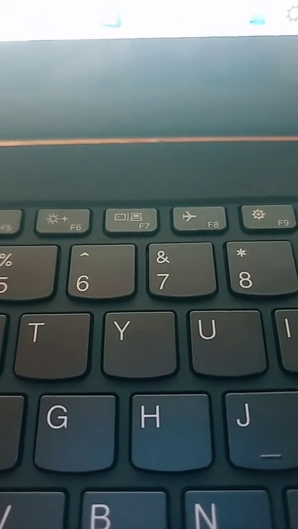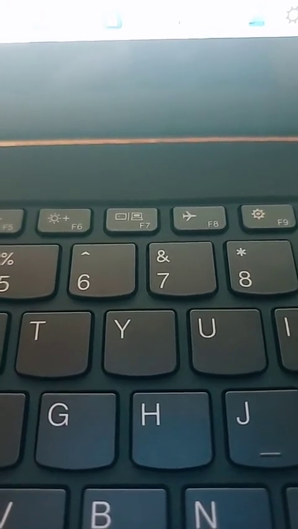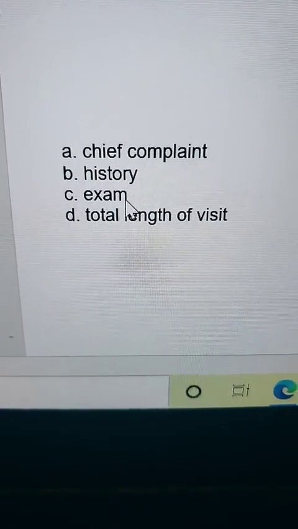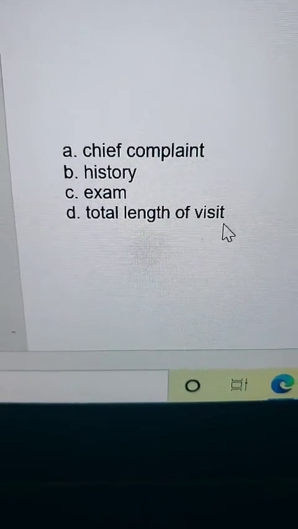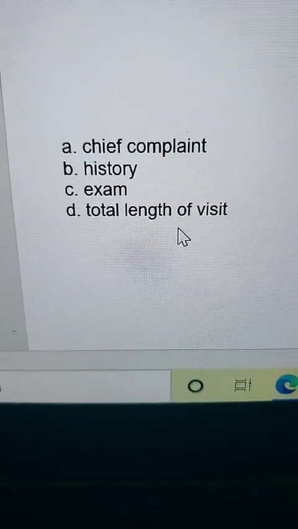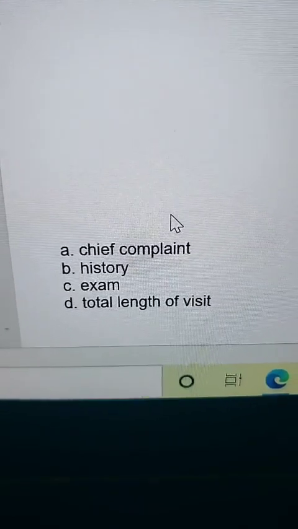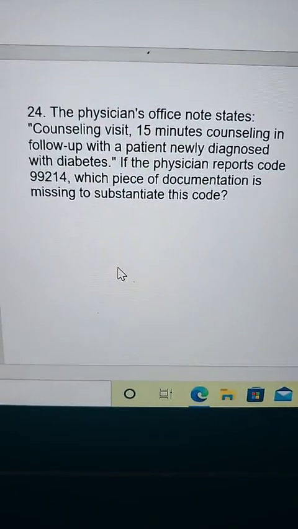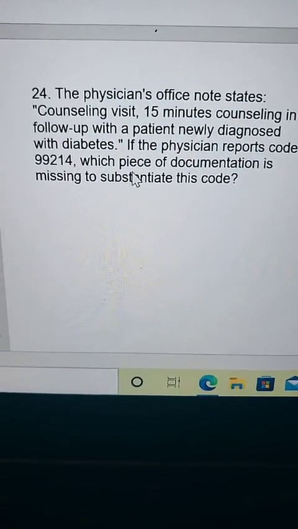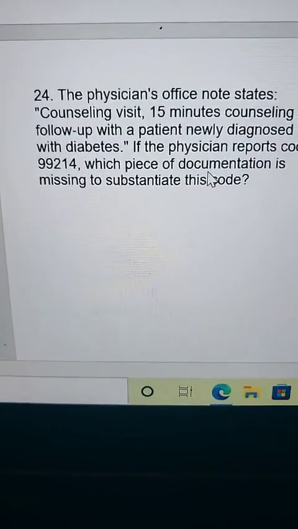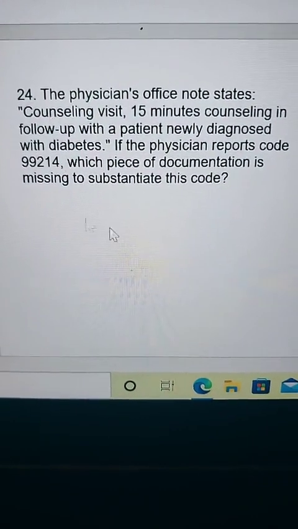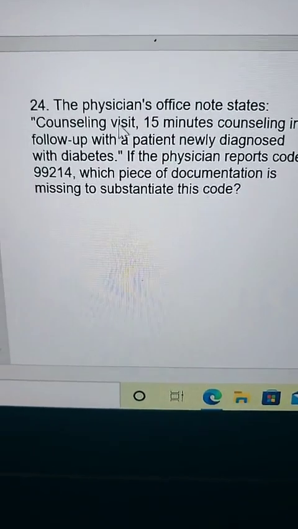Let's see. This is a cool question. I've not seen one of these before. Okay. Chief complaint, history, exam, and total length of the visit. Process of elimination, I can't really think of anything to get rid of. No, I have no clue. So I'm going to go up here, look at my question. And my last sentence, which I like to read first, says, which piece of documentation is missing from this description? So great, I got to read the whole thing.